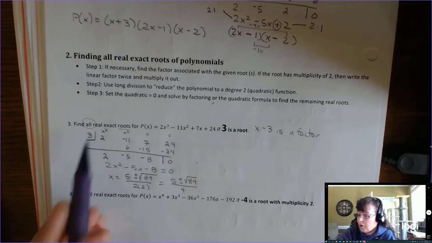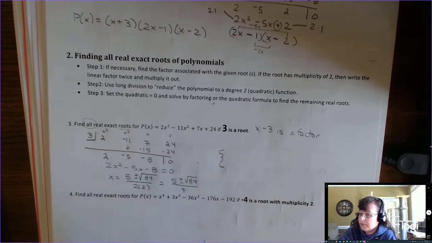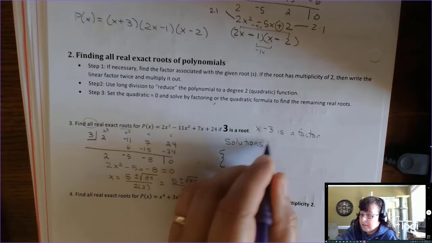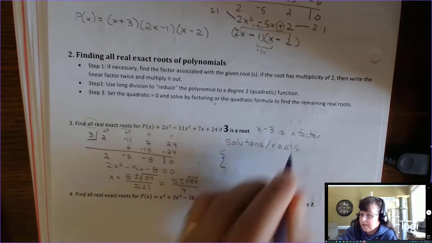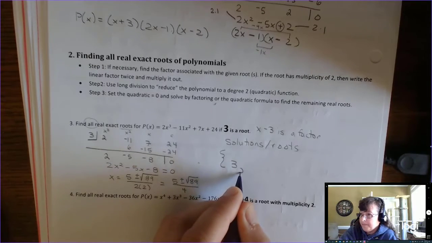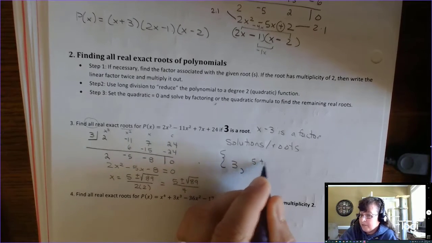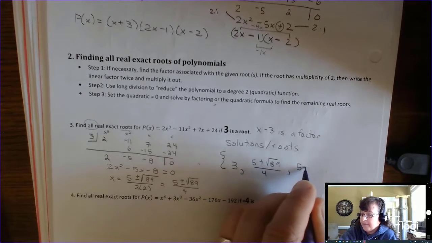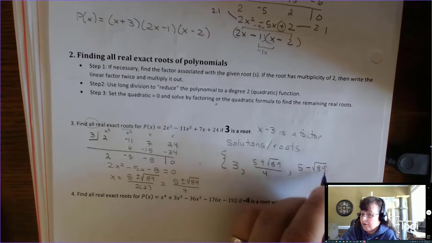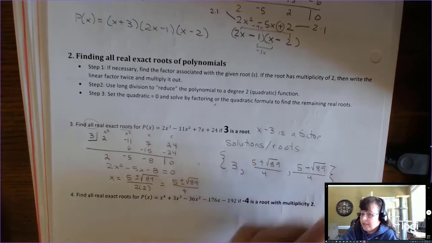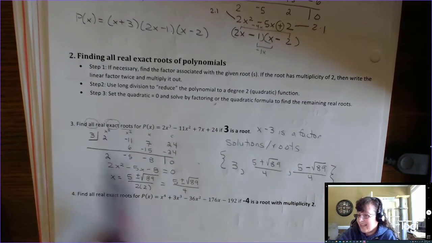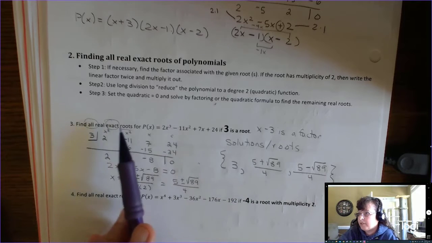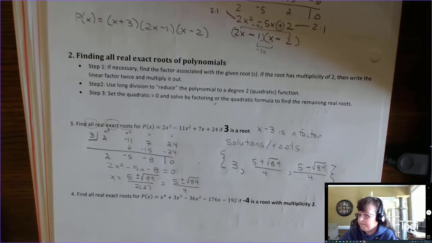So what are all my roots? I'll write them out so it's clear. The solutions, the roots, are 3. Don't forget 3: 5 plus the square root of 89 over 4, and 5 minus the square root of 89 over 4. So the direction said to find all real exact roots. That means no decimals. 1, 2, 3, degree is 3, not a coincidence.